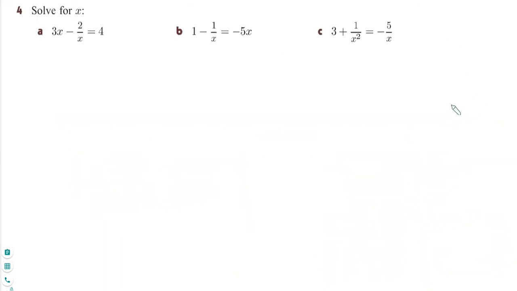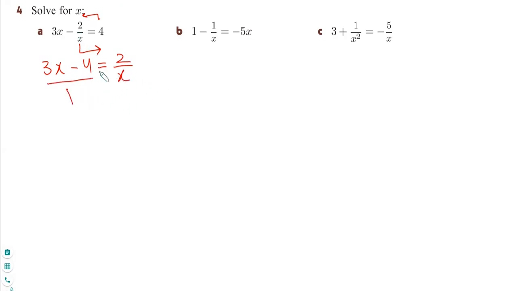Okay, we try question number 4 now, and it has this algebraic expression on the left-hand side, and x is in the denominator. If it is in the denominator, just shift this 4 to this side and this 2 over x to the other side. It will be 3x minus 4, and this will become 2 over x, positive, right? Now you can do cross multiplication because we can have a single fraction at either side.